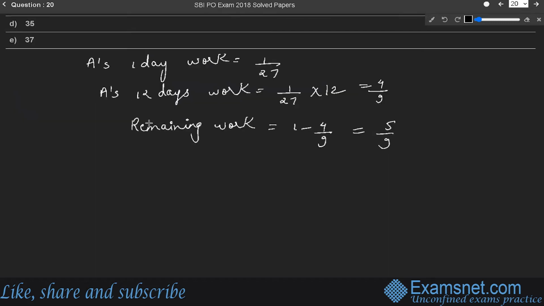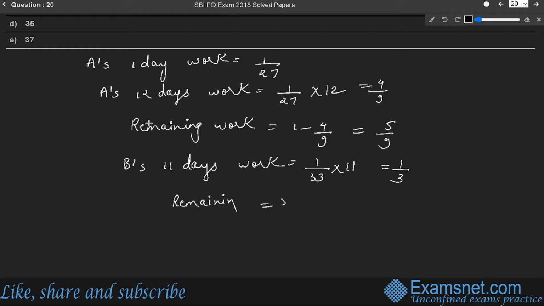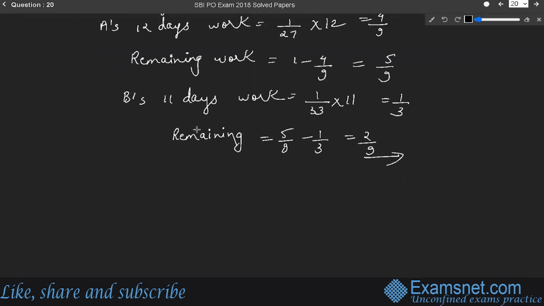Similarly, for B, we can calculate that B's 11 days work will be equals to 1 by 33 into 11. So it will be 1 by 3. Again, the remaining work will be equals to 5 by 9 minus 1 by 3, which is equal to 2 by 9. So we can say that the remaining work is for C. Now, days taken by C to complete the work is 45 days. We know that C takes 45 days.